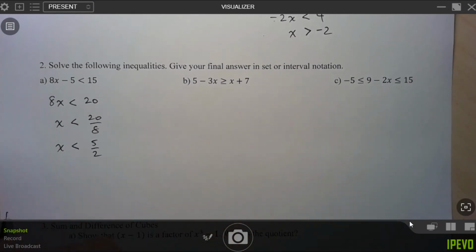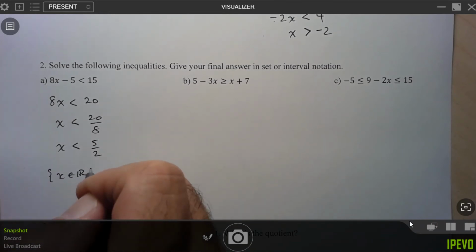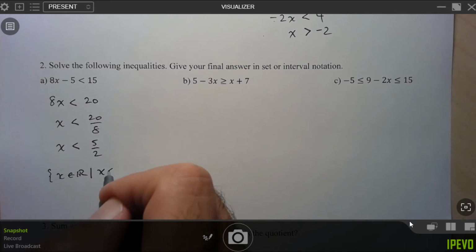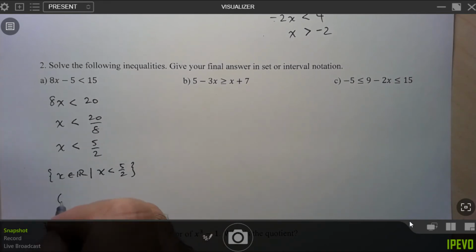So if I were to write this in set notation, what would be x can be any real number such that x is less than 5 over 2, so using the inequality symbols. Or if it has to be less than 5 over 2, I know it's going to go from negative infinity to 5 over 2, not inclusive because it's not less than or equal to, it's just less than.